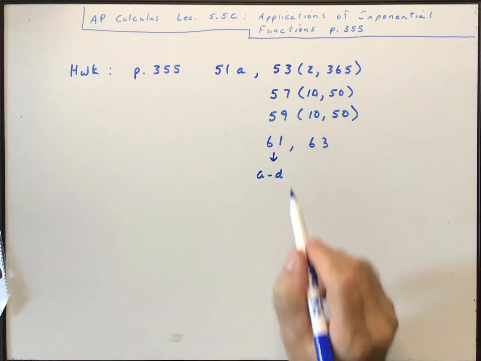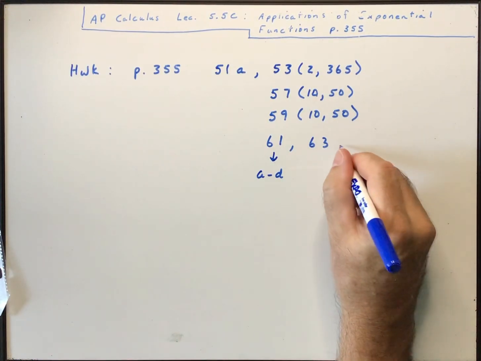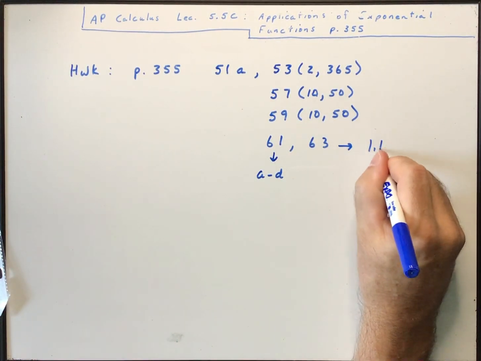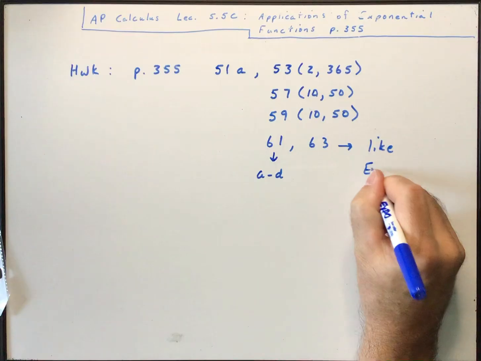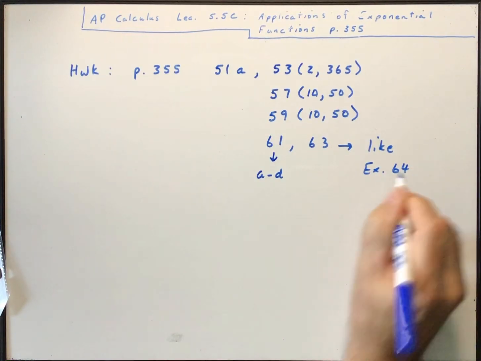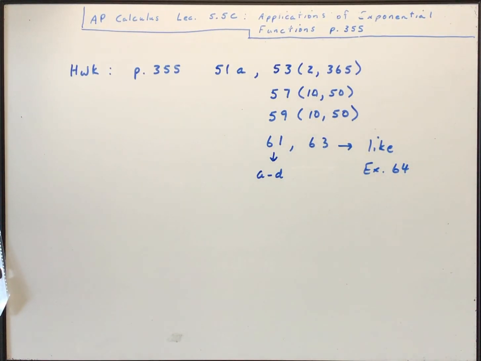So that's an interesting one. And then 63 is kind of like example 64. So example 64 was to help you with 63.